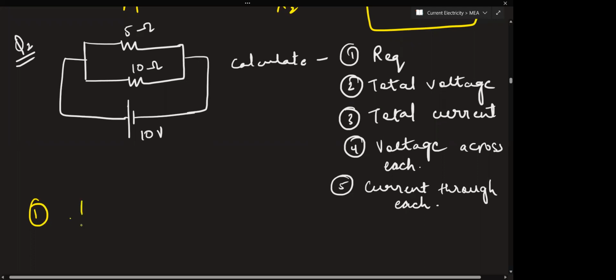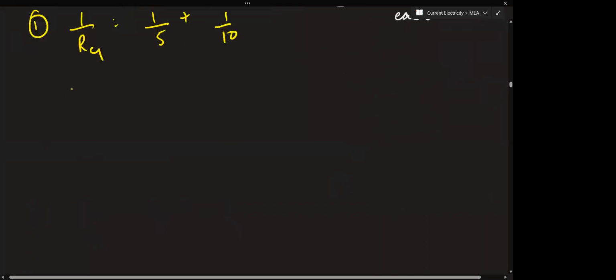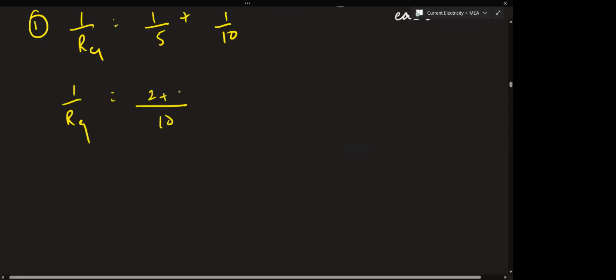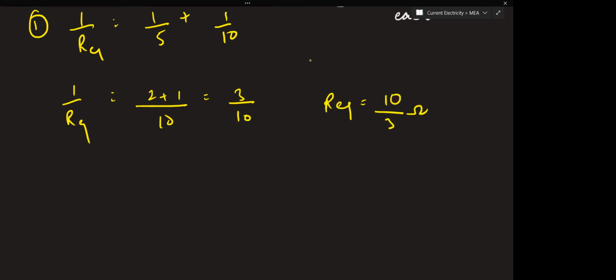See, first part will be what? 1 by R equivalent. This will be 1 by 5 plus 1 by 10. So that will be 1 by R equivalent. Fourth part's answer, yes, yes, correct. Last part is left. Try the last part as well. So this will be 10, 2 plus 1. That gives 3 by 10. So R equivalent will be what? 10 by 3 ohms.